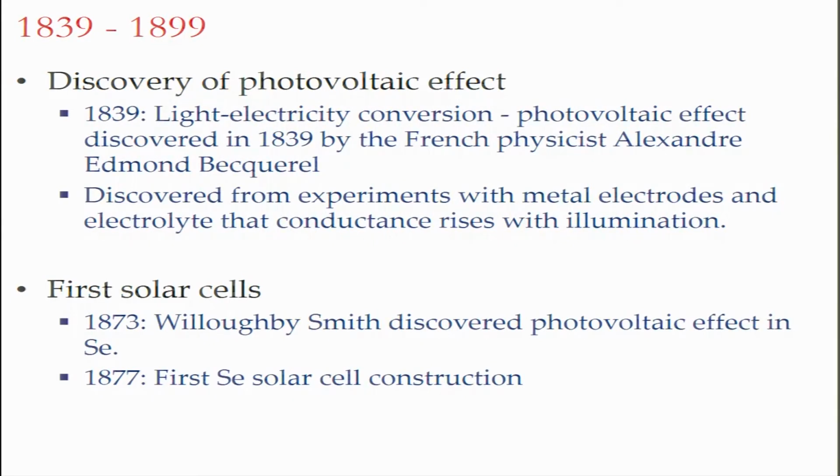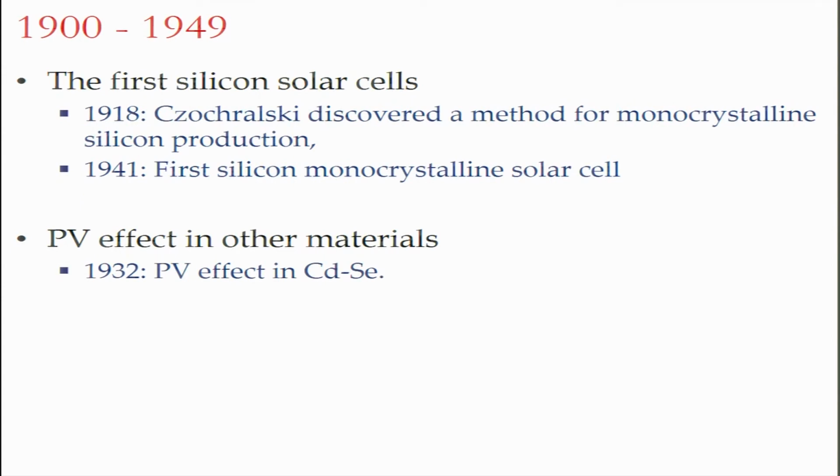The first solar cells, however, were made in 1873 when the photovoltaic effect was discovered in selenium, and then 1877 was the time when the first selenium solar cell was made. Of course, there are a lot of other intermediate stages which we do not have time to get into, and then came the age of silicon. In 1918, after the First World War, we have Shklovsky who discovered a method for making monocrystalline silicon. However, the first silicon monocrystalline solar cell came in 1941. And then in between, in 1932, people also observed the PV effect in cadmium selenide.